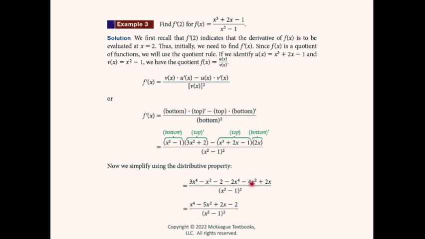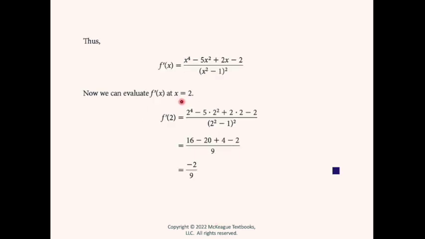Then we're going to distribute and clean this up. What we end up getting is x to the fourth minus 5x squared plus 2x minus 2, all over x squared minus 1 quantity squared. So this is the derivative, and now if we want to evaluate it at x equals 2, we just plug in that value 2 and use our order of operations. So the slope of the tangent line at x equals 2 is negative 2/9.